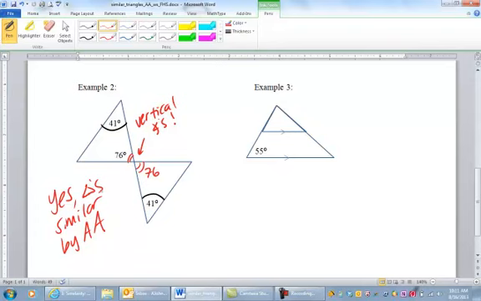Let's see, example number 3, the last one. Something that's totally jumping out at me and should always jump out at you no matter what are these parallel lines. I always tell my students that any time you're given parallel lines, you need to be looking for angles that are congruent. If you remember corresponding angles, the 55 makes that part also 55, because corresponding angles are always congruent.